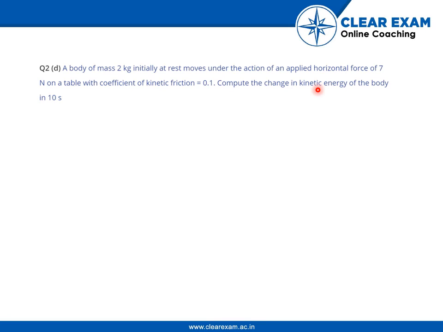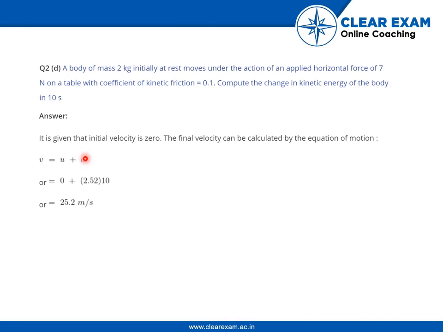Compute the change in kinetic energy of the body in 10 seconds. It is given that the initial velocity is 0. The final velocity can be calculated by the equation of motion v equals u plus at. Now u is 0 as there is no initial velocity, and a we already have found out, t we know, so it is coming out to be 25.2 meter per second. The change in kinetic energy is half mv square minus half mu square. The second term would be 0 as u is 0. So we put the value of m and v here and eventually find it to be 635 joule.